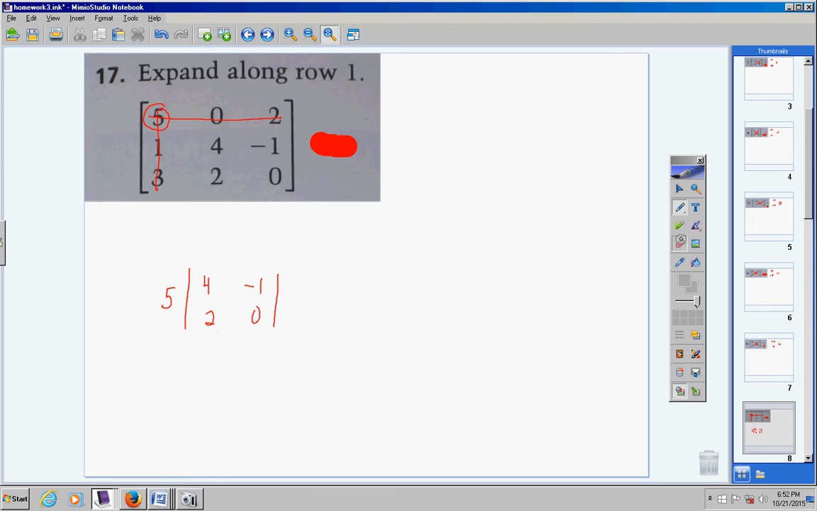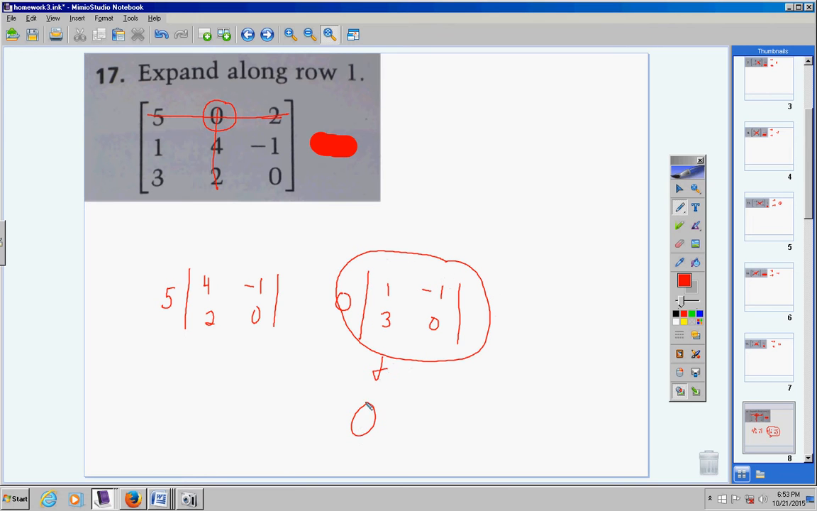Okay, now next we're going to circle the next number, which is 0. So we'll put a 0 here, and then of course cross off the row and the column that contains the 0, and we're left with 1, 3, negative 1, 0. Now this part of the problem here, students, look and watch, listen, is going to be a piece of cake. This whole thing is going to become a 0, because I don't care what the determinant is, I don't care what the sign is here. 0 times anything is 0. We'll get to that later.